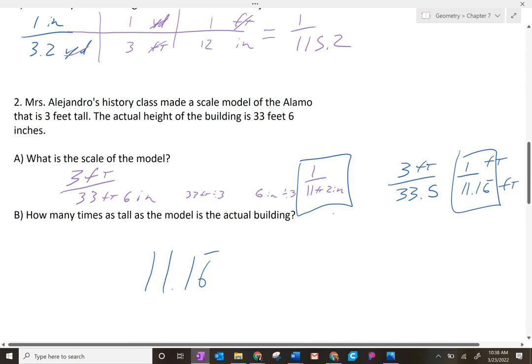If you were using this one here, you need to change that 2 into a decimal. So it would be 11 plus 2 divided by 12, which is 11.16 repeating.